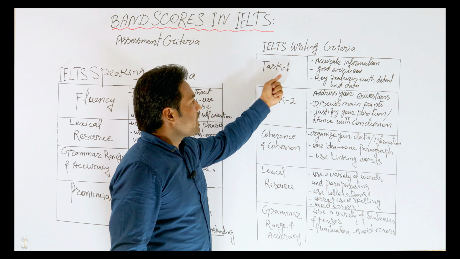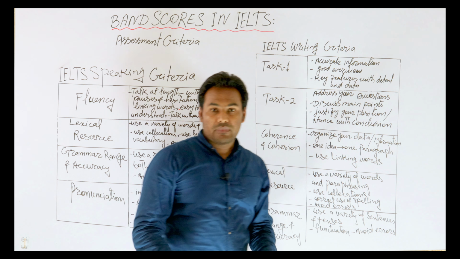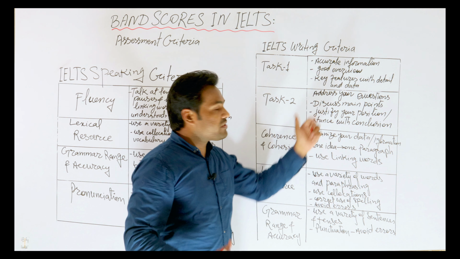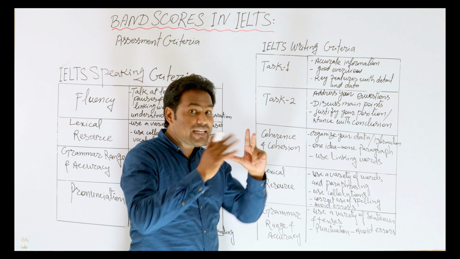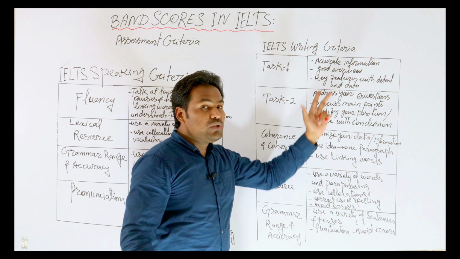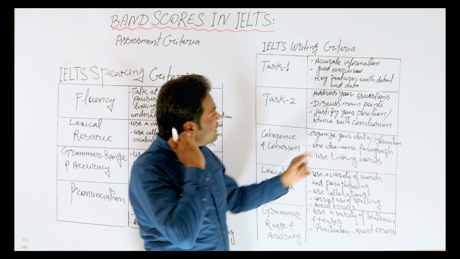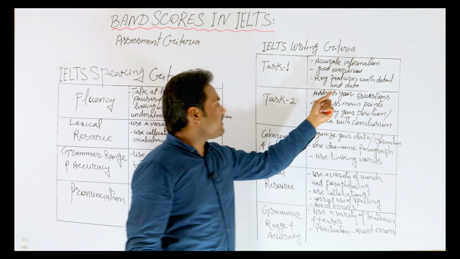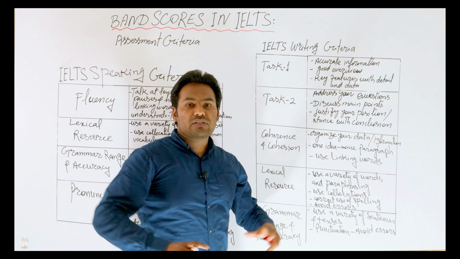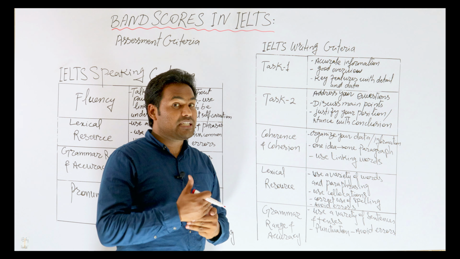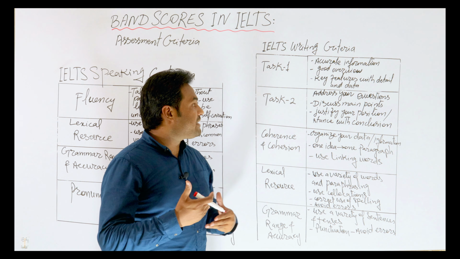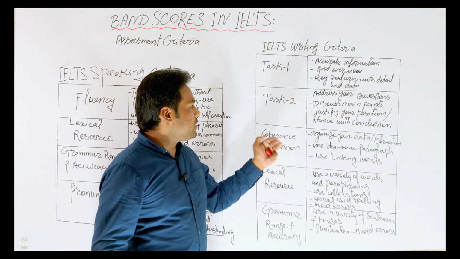In task 1, accurate information. The information that is given on the map or in that chart, you must express that information. You must describe that chart with accurate information. You must give a good overview of that graph. Key features with detail and examples and data, right? So you have to discuss all the details which are given there, with that information that is needed with those features on the chart.